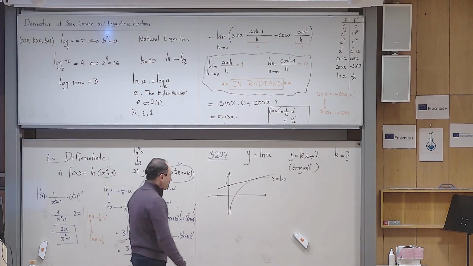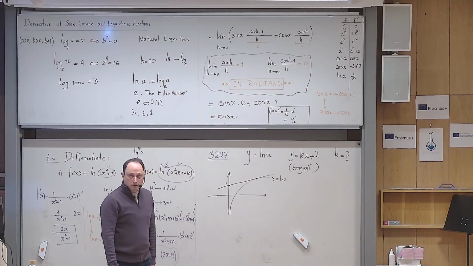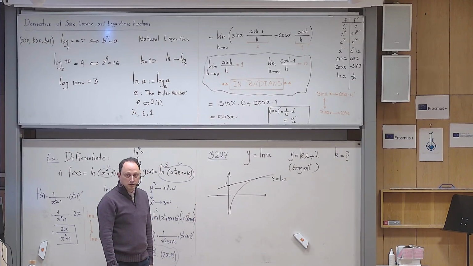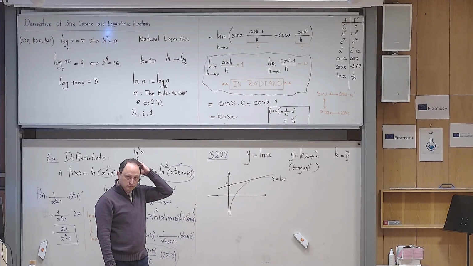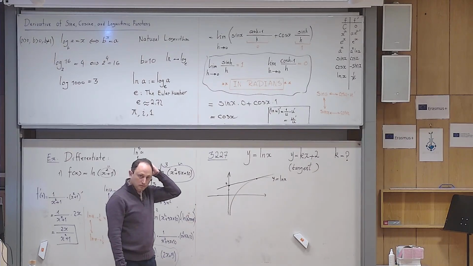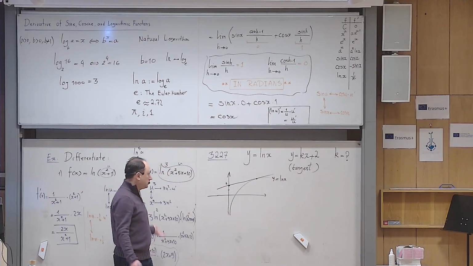Yes? We can say that, in this case it's kind of strange, but if we imagine these as two functions, ln of x and kx plus 2, let's call them f of x and t of x. We know that there exists some a such that the values of these functions are equal and their derivatives are equal. Yeah, exactly. Then we have two equations.